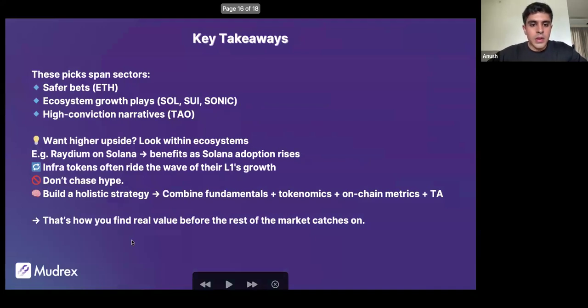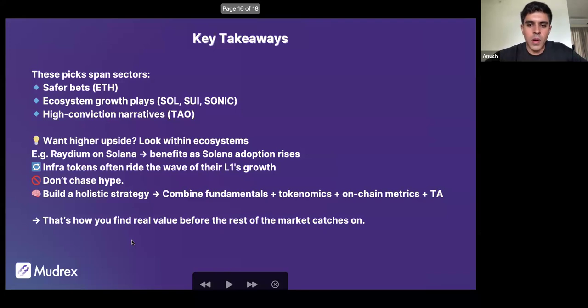All right. Now, those are just a few tokens from my personal list that I am very, very bullish on. They all come from different sectors because some are safer bets like Ethereum, some have growing ecosystems like Solana, and others like Tau are, like I mentioned, strong narrative plays with long-term potential. But of course, if you're someone who's open to riskier but higher reward opportunities, there's a lot of value in looking at tokens within an ecosystem, right? Let me explain what I mean by that.